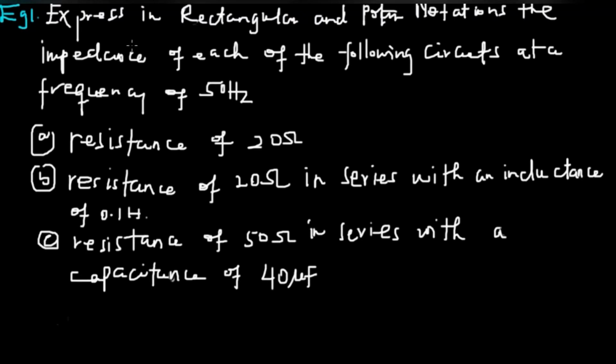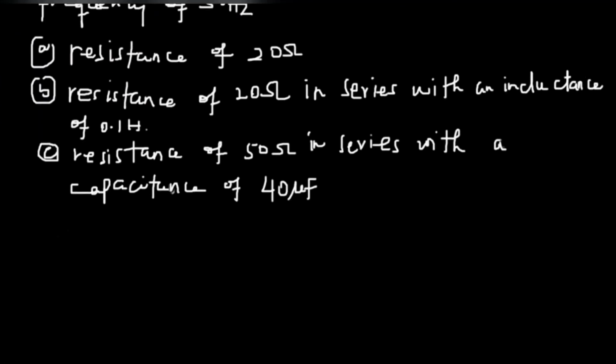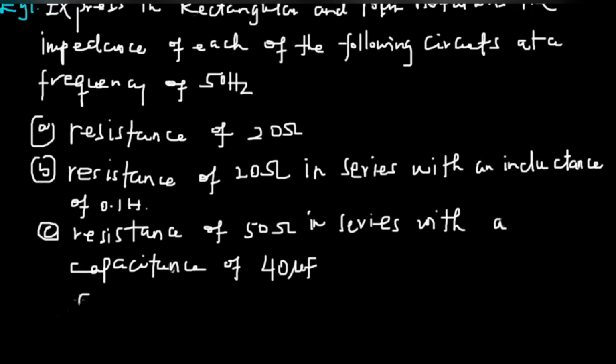We have to express in rectangular and polar notation the impedance of each of the following circuits at a frequency of 50 Hz: a resistance of 20 ohm; a resistance of 20 in series with an inductance of 0.1 Henry; and a resistance of 50 in series with a capacitance of 40 microfarad. We are using this formula. It's very simple, so let's proceed.